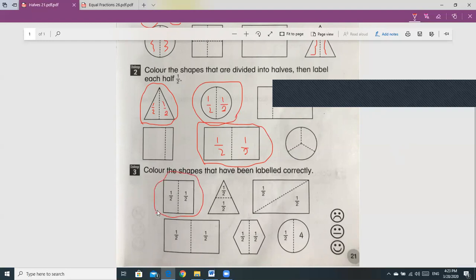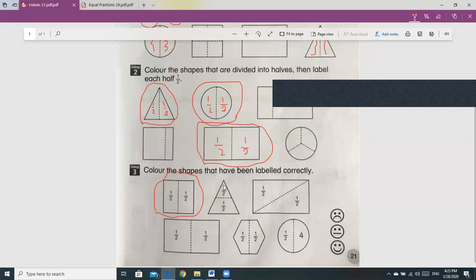Now pause this video, go and answer, and then come and see if your answer is correct or wrong, okay? Pause. Now, after you come back, let's do it together. Here, this is half and this is half. Is this correct? No, this part is the same as this part.